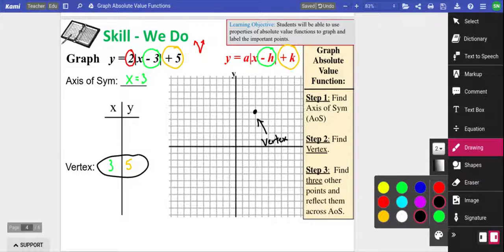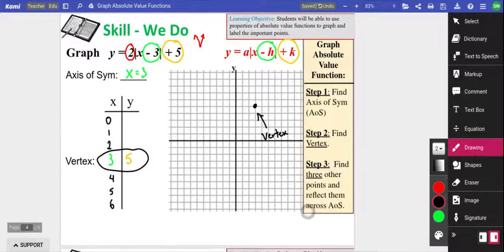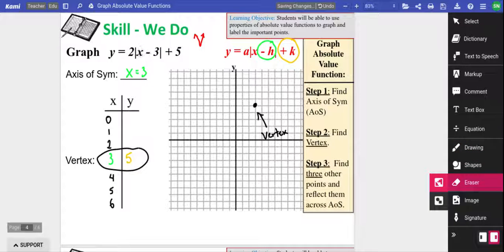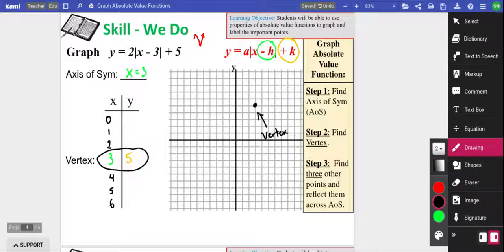Now let's pick the points. We have to pick points close to the axis of symmetry, which would be 4, 5, and 6, and to the opposite side would be 2, 1, and 0. Now we will be using those points to plug into the original formula, evaluate, and get the value of the y-coordinate of all the points.